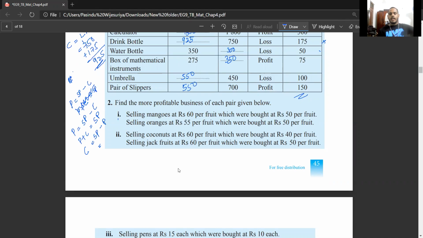Coconuts: selling coconuts at 60, which were bought at 40. So 60 minus 40 means there's a rupee 20 profit. Jackfruits: selling jackfruits at 60, which were bought at 50. Then only 10 rupee profit. So it's better to have the 20 rupee profit.